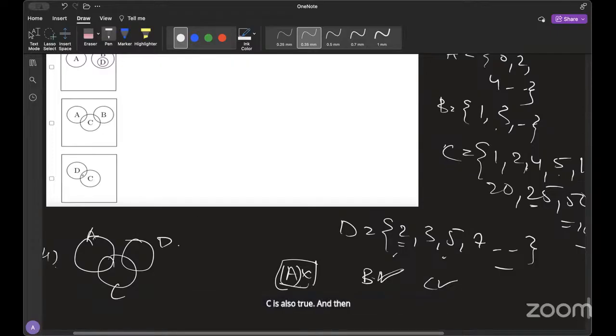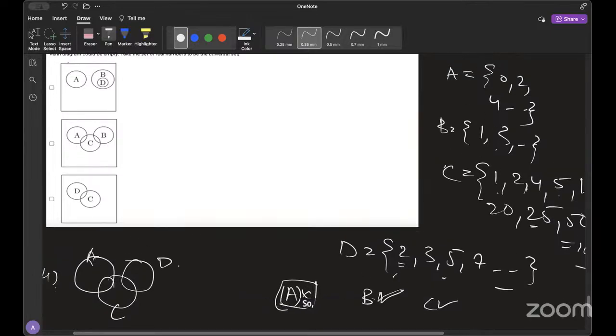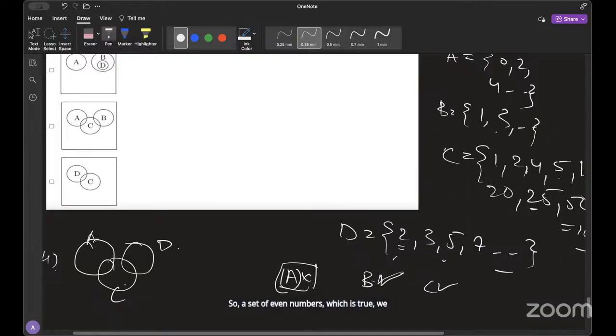And then the last one, this one, A and C have something in common. So A is the set of even numbers, which is true. We've already checked A and C have something in common. And C and D also have something in common. This is also true. So the option should be correct as well.